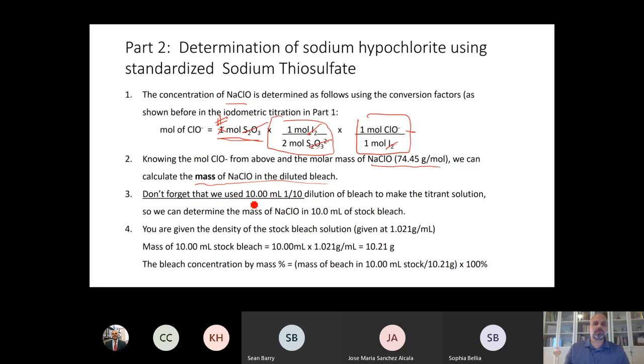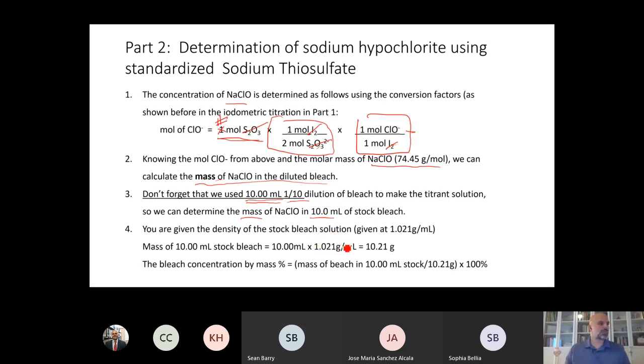Don't forget that in this experiment, we were only using 10 milliliters of that bleach solution because it was diluted 1 to 10. If you read through the procedure, you only use 10 milliliters. So the mass that you're determining here is the mass based on 10 milliliters of a bleach solution. What you're determining is the mass of bleach in 10 milliliters of the stock bleach.